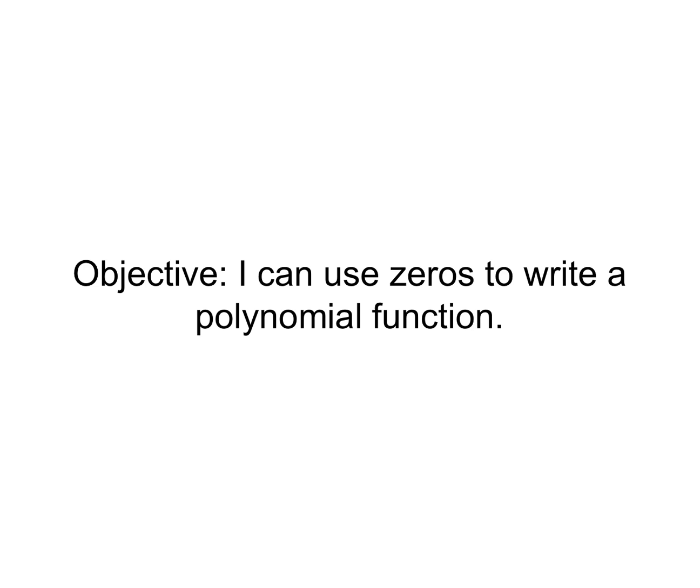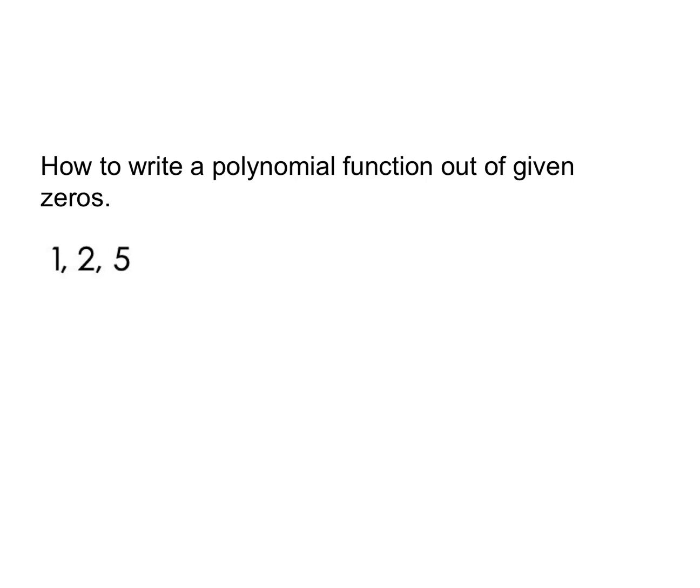So the lesson objective is I can use zeros to write a polynomial function. So how to write a polynomial function out of given zeros? The first step is you're going to take your factors, which are 1, 2, and 5, and you'll set them each equal to 0.